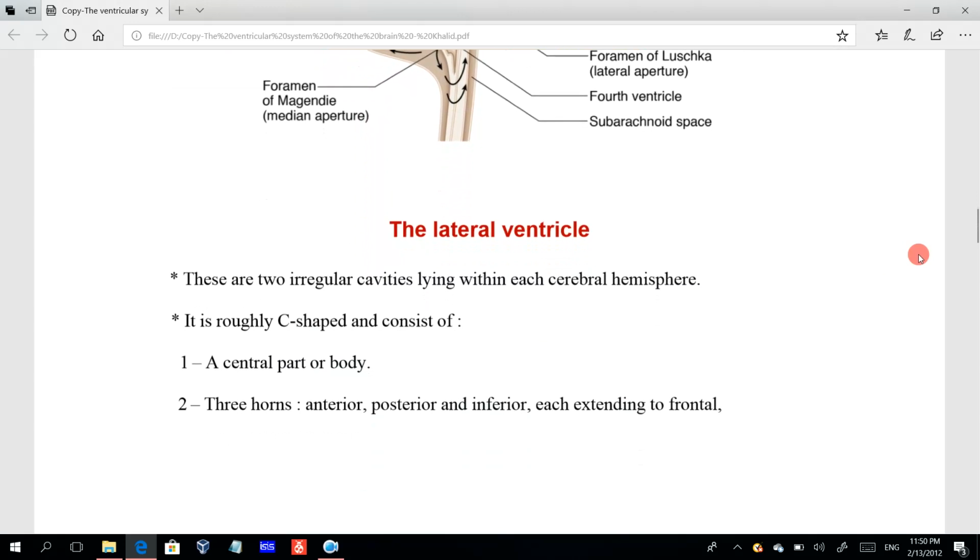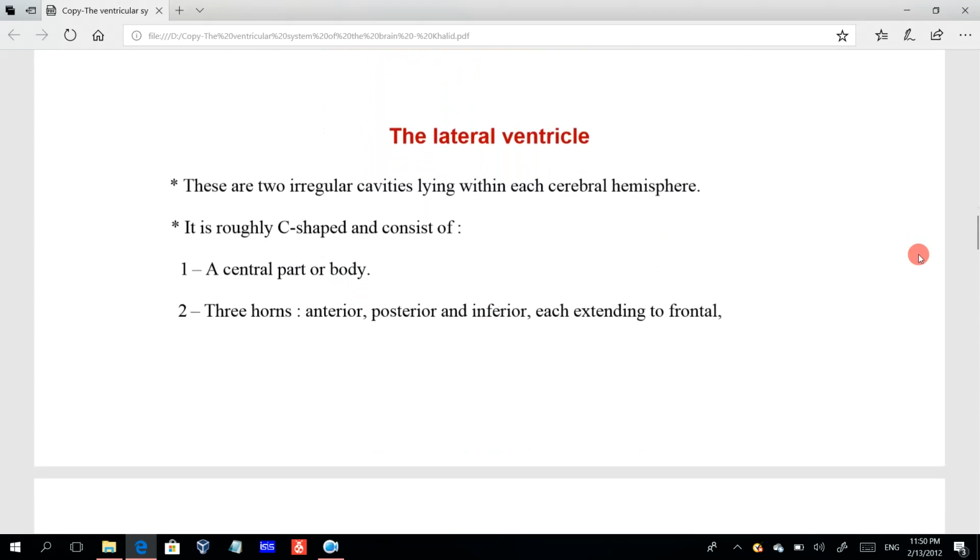Now we talk about each ventricle, with very short notes. Before we start discussing the ventricles, each ventricle actually has boundaries: superior, inferior, posterior, anterior, floor, roof. All these boundaries we will not talk about in detail. And in the future, God willing, we will talk about these boundaries in detail if time allows.